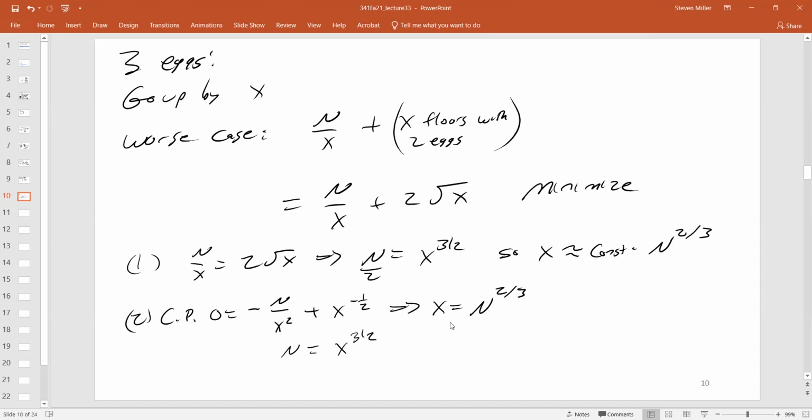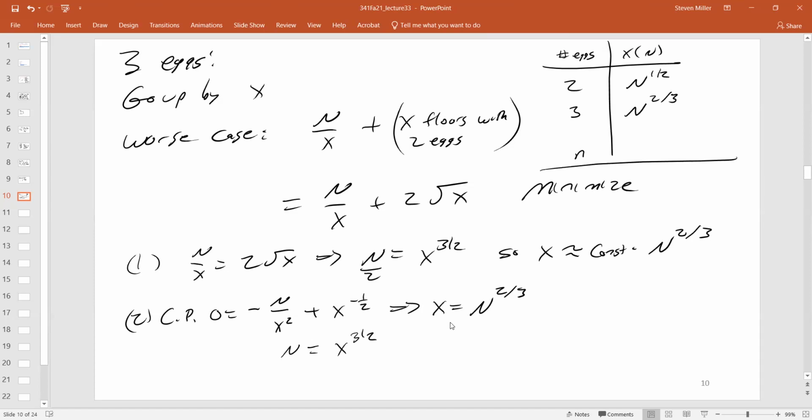So now, when we have a number of eggs, X is a function of N. With 2 eggs, we had something like N to the 1/2. With 3 eggs, we had N to the 2/3. What would you guess if we had little n eggs? It seems like a very natural thing to conjecture.